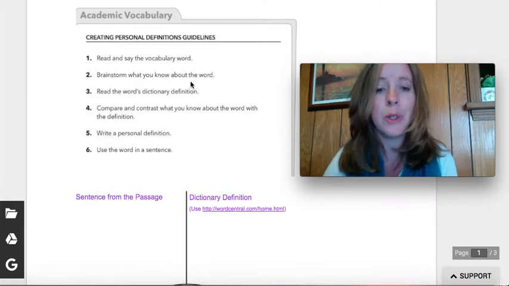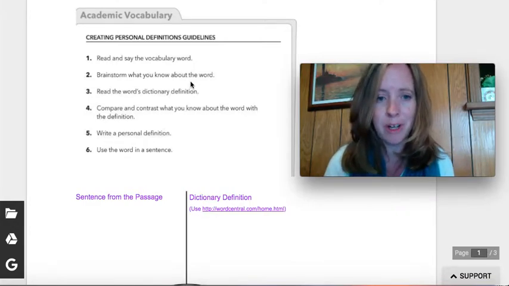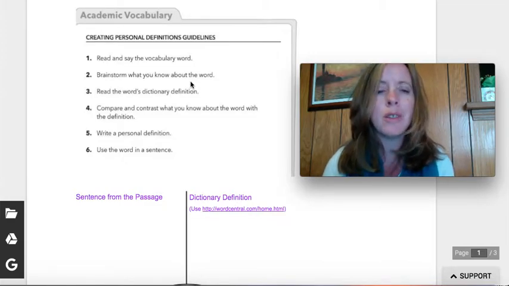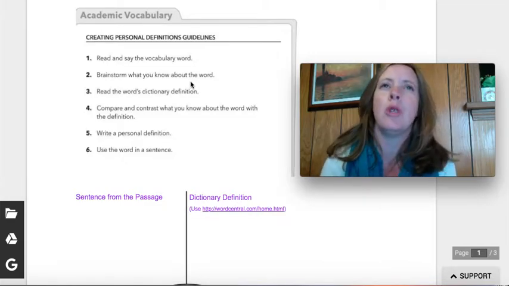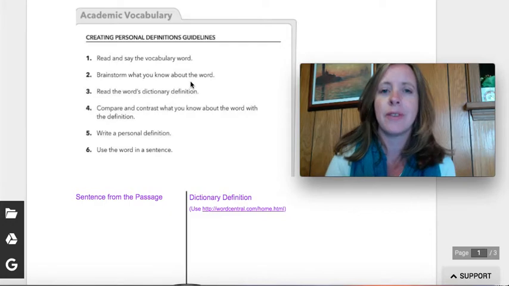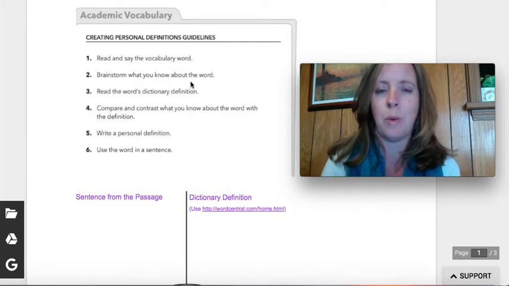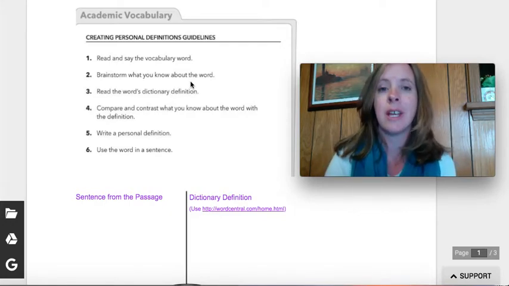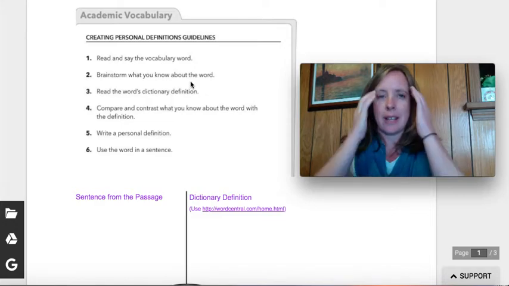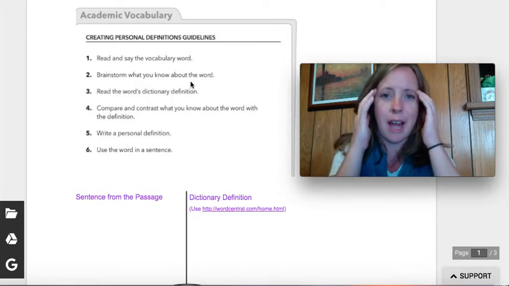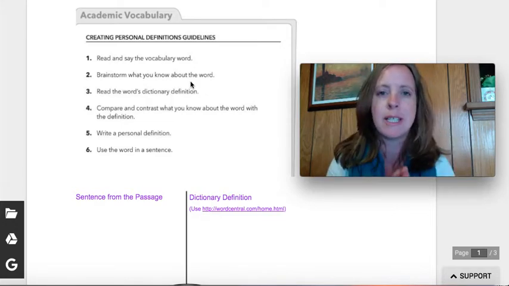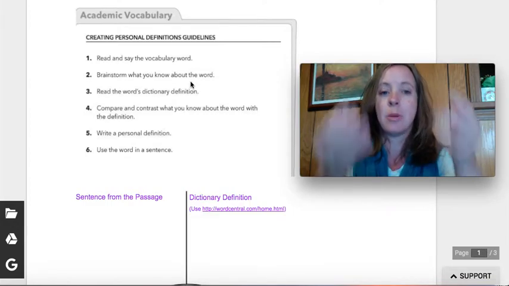First, you read and say the vocabulary word. Next, you brainstorm what it is that you already know about the word. This week, again, with making inferences, we're really focusing on connecting what you already know. You've already got a lot of knowledge, a lot of experience, so you've got to connect that to what it is that you're reading.